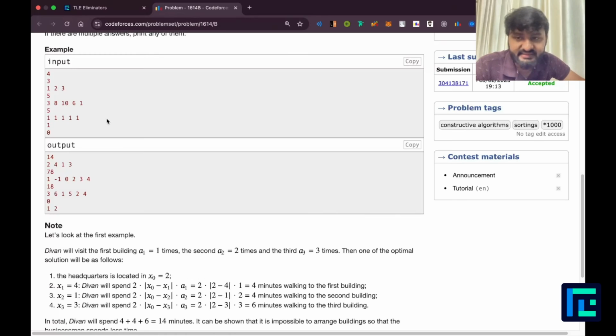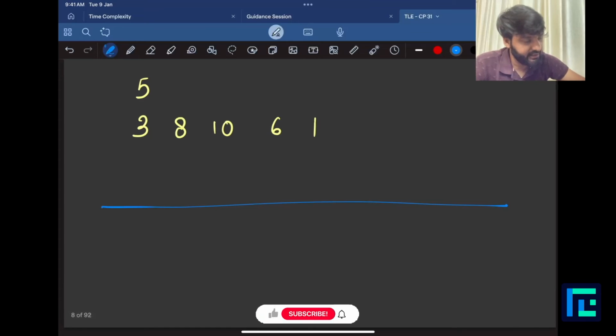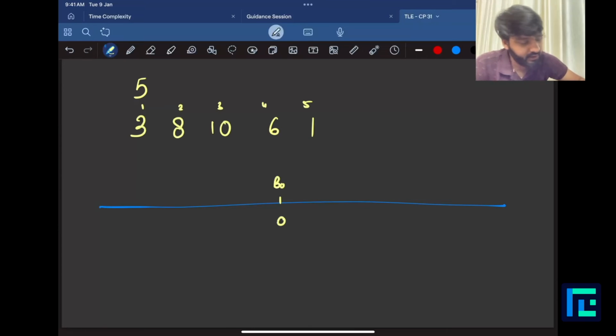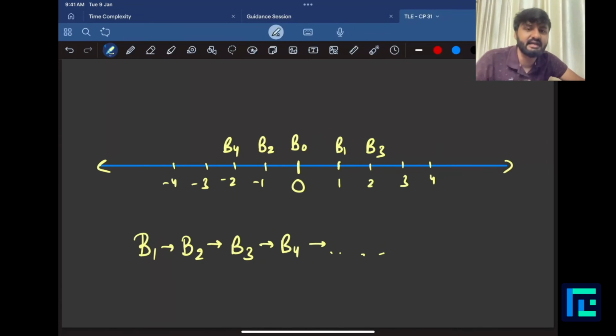Let's actually take up this second test case once more and see how did this work out for us. Okay, so as I said, you had 5 buildings: 3, 8, 10, and then 6 and 1. So now according to my algorithm, if this is the number line, at the 0th location, I'll place B0. Then I can just mark these buildings first of all. This is 1, 2, 3, 4, 5. Now at the 1st location, which building do I want to place? The guy which has the most visits. Remember, we already did this when we saw this case over here. I said B1 is the guy which is the most visited.